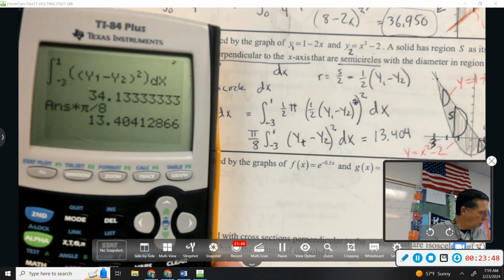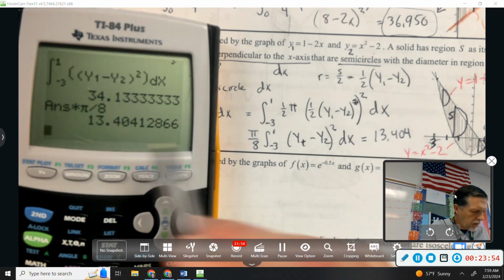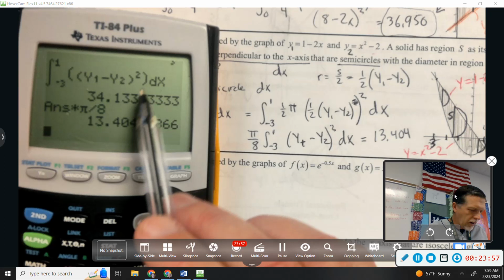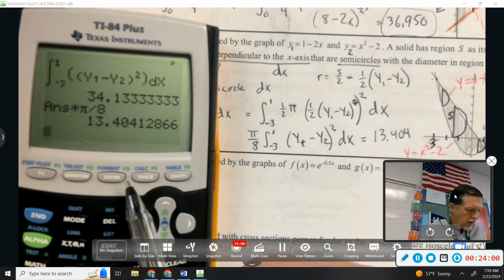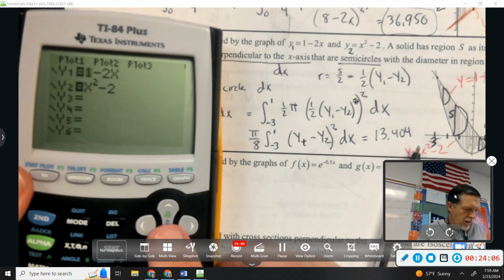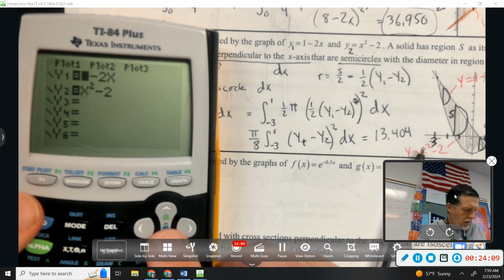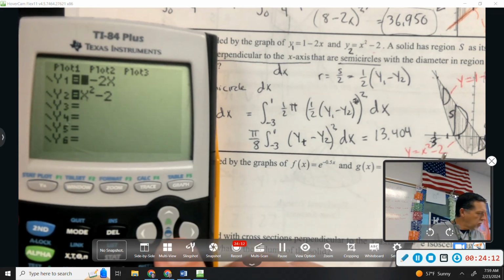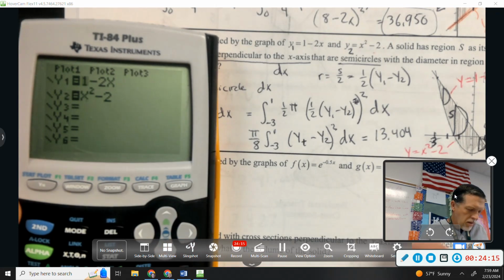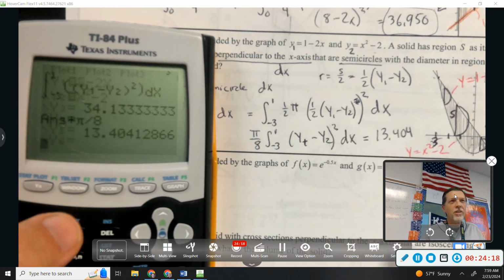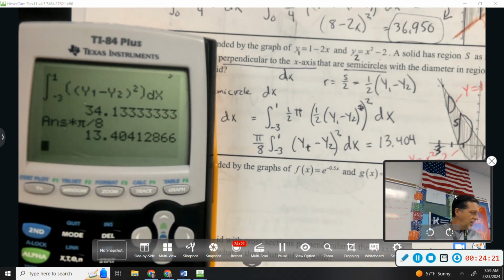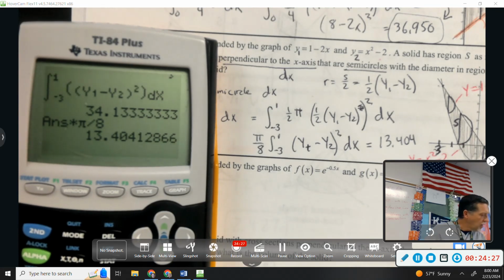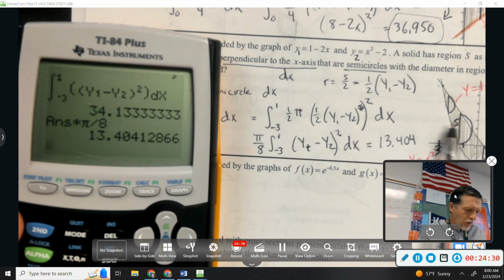Uh-oh, why is that not what the answer choice has? -3 to 1, y1 minus y2 squared times pi over 8. That wouldn't matter. 1 minus 2x, x squared minus 2. Well, it's possible that this person messed it up. Did y'all get 13.404? I got 4.266? Close. Because that's what, did I do wrong? Or what did somebody do wrong?